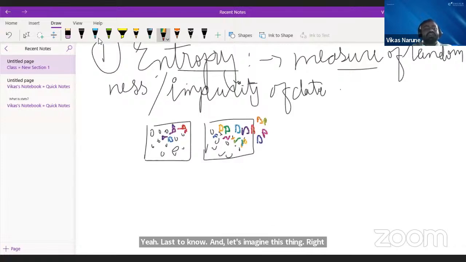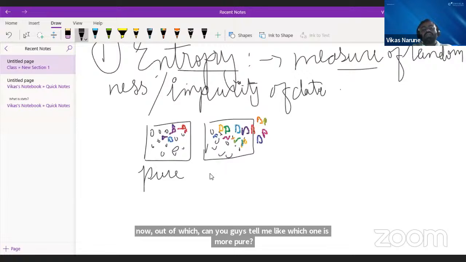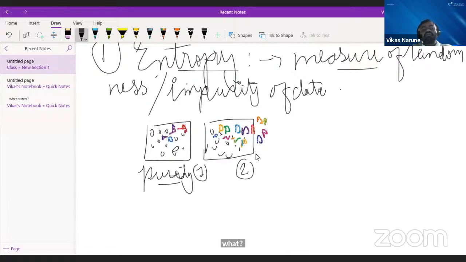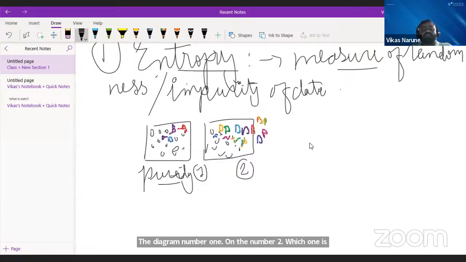Now guys, can you tell me which one is more pure and which one is less pure? Diagram number 1 or diagram number 2? Look at the graphical presentation and try to come to a conclusion about which is pure and which is impure. Diagram number 1 is this, diagram number 2 is this. The first one is more pure, right?